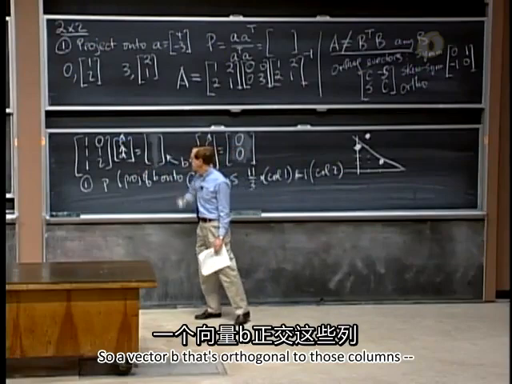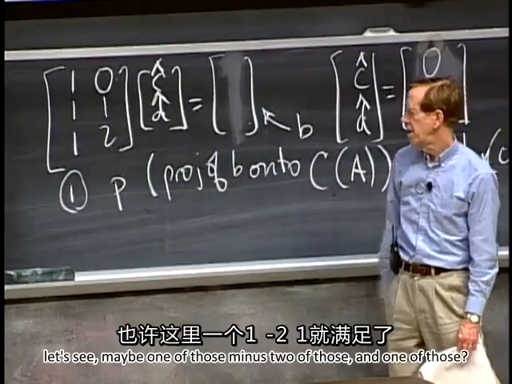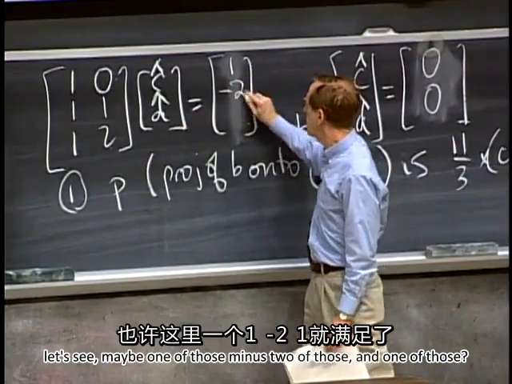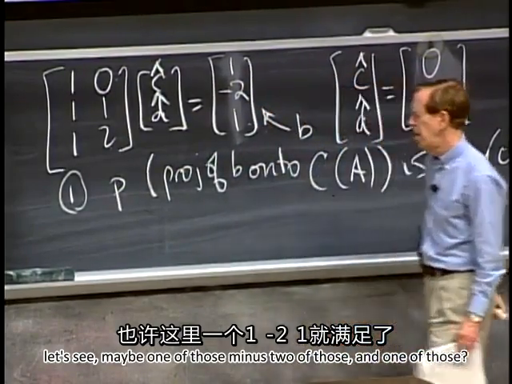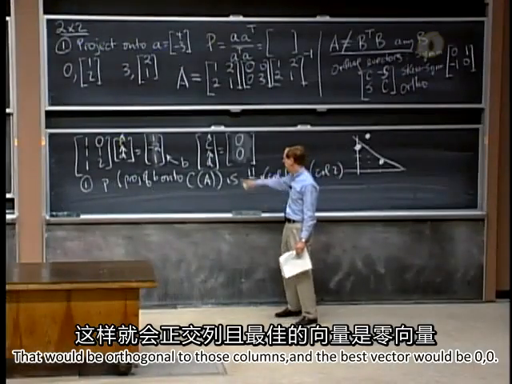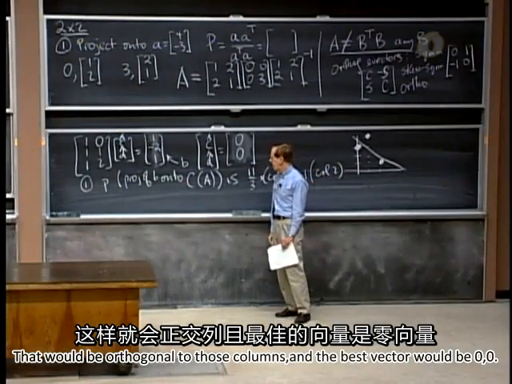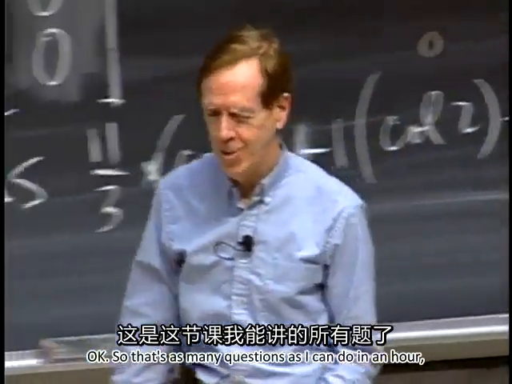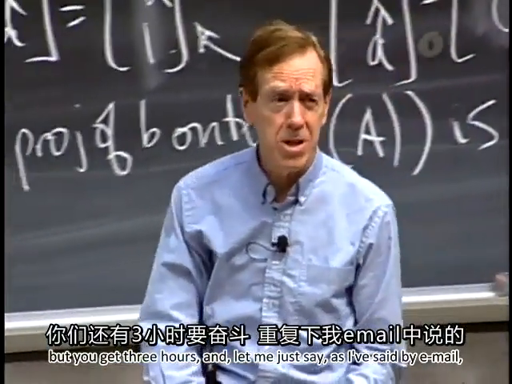So a vector B that's orthogonal to those columns, let's see, maybe one of those minus 2 of those and one of those. That would be orthogonal to those columns, and the best vector would be 0, 0. Okay, so that's as many questions as I can do in an hour, but you get 3 hours.